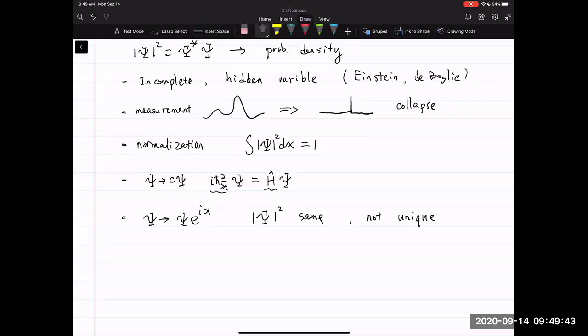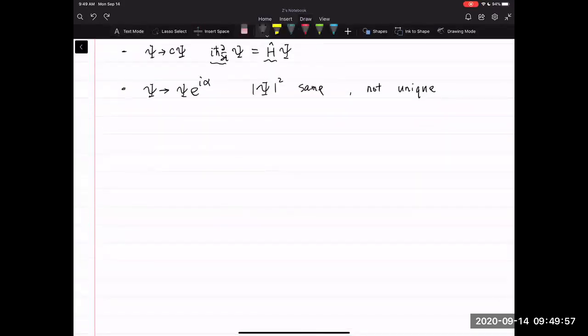Then, what else does this interpretation require of us? The wave function squared tells us probability. Then we require the wave function to be continuous and smooth. Let's write it down here: continuity and smoothness of the wave function psi.